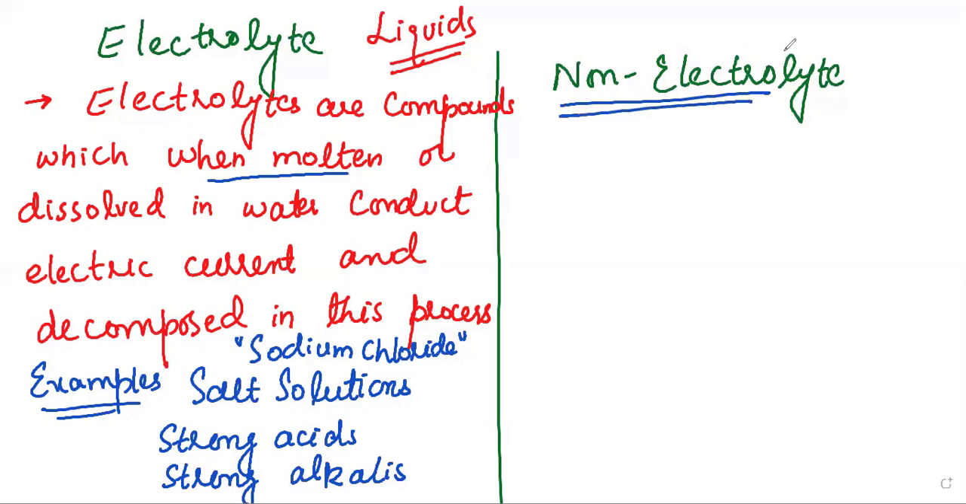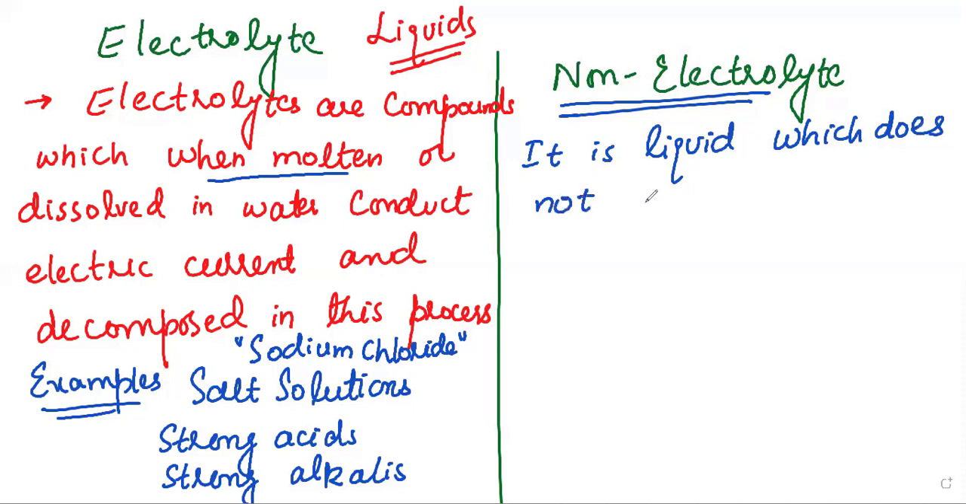Discussing non-electrolytes, they are the opposite of electrolytes. A non-electrolyte is a liquid, or we can say a substance, which does not allow the current or electricity to pass.